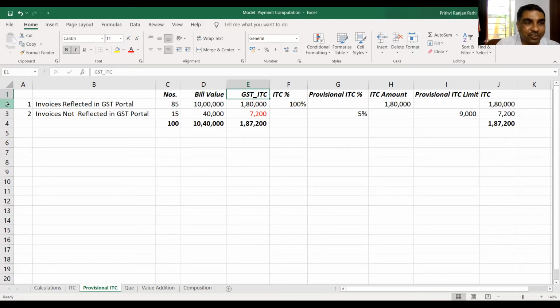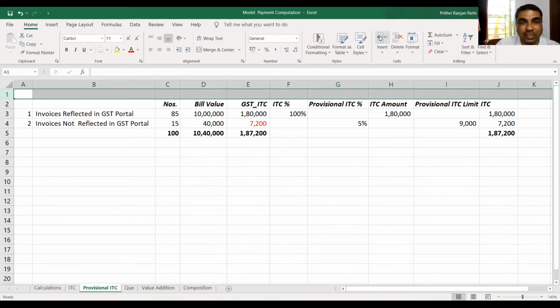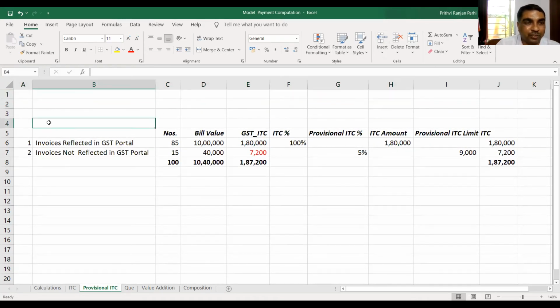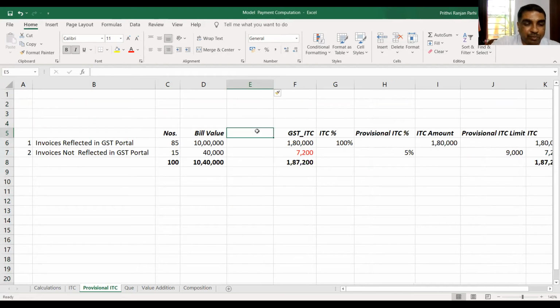Or we can do one thing. We can improve this model. You can change the percent also. Here you can give a data GST rate. Or we can put it here, bill value. We can put one more column. We can improve this model.